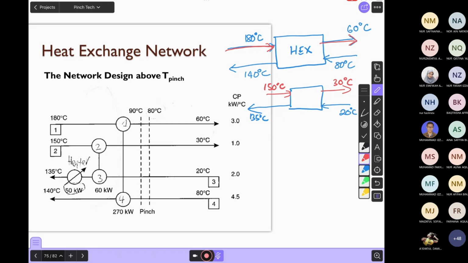So you need 1 heat exchanger here. One heat exchanger for stream number 2 and 3 and one heater. Therefore, you need to install heater here. You need to install heater.